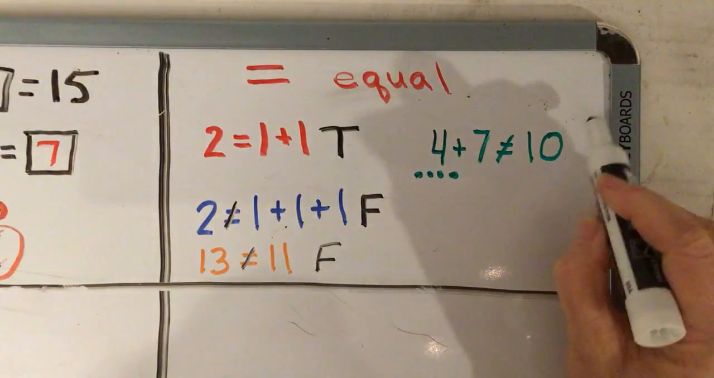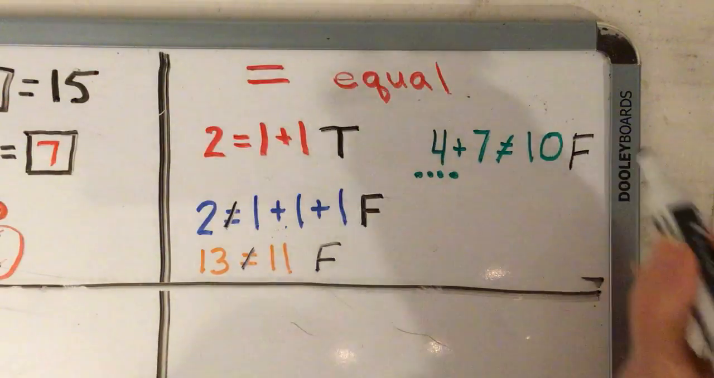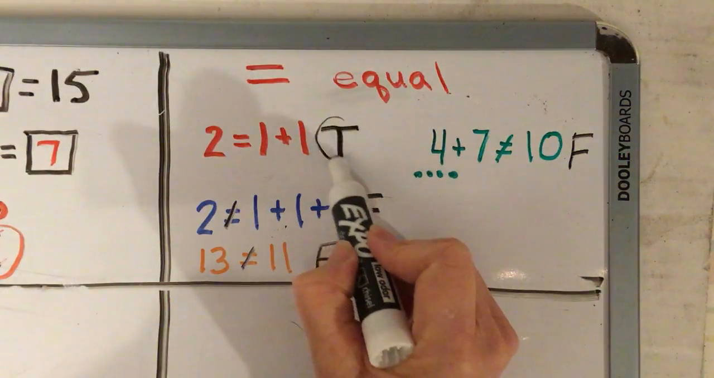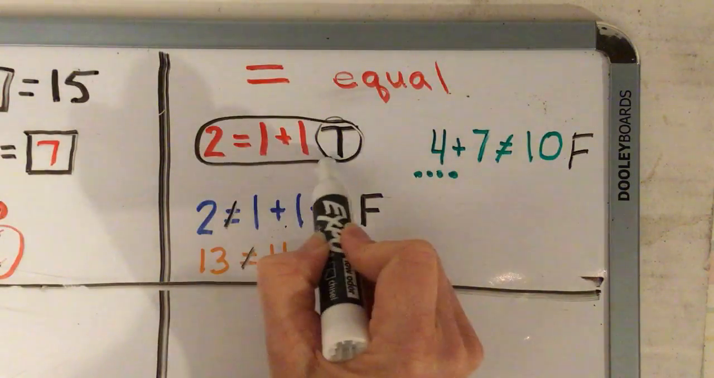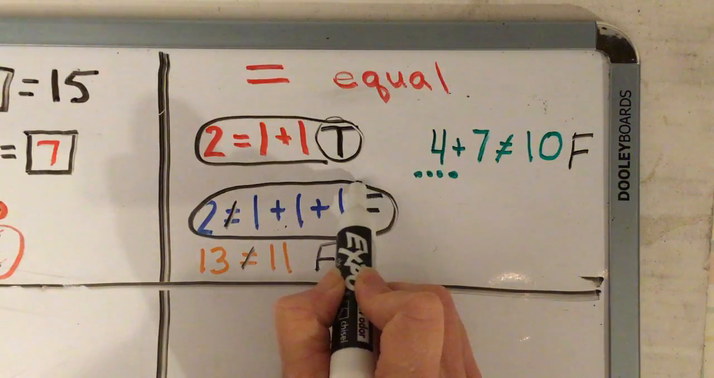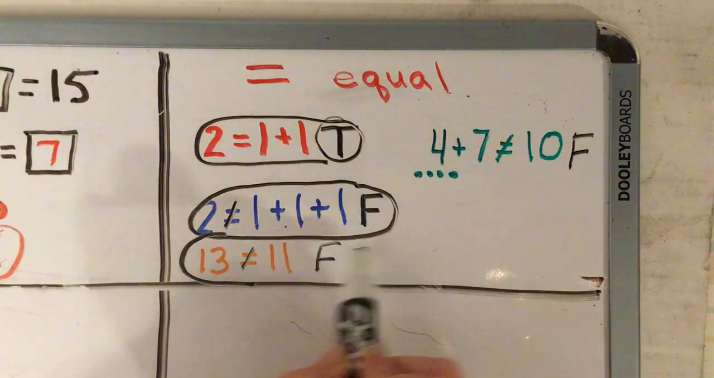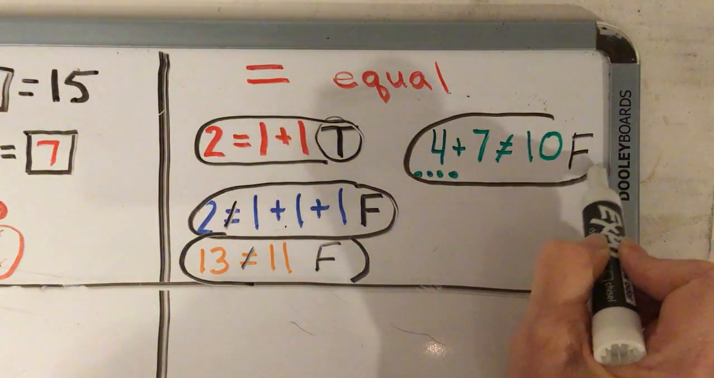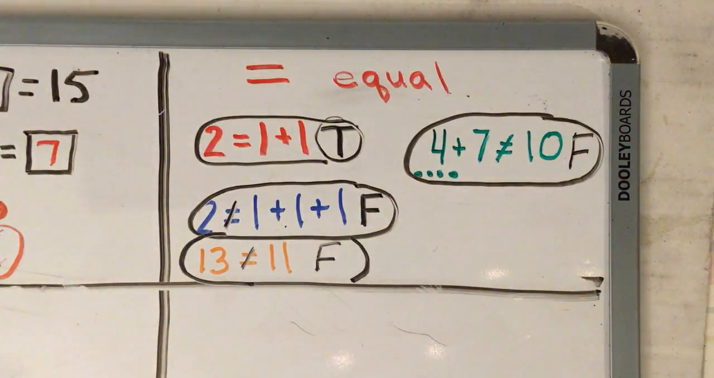So remember, the equal sign is like a balance. T means true. This equation is true. False means not true. This equation is false, and this equation is false. And this equation, 4 plus 7 equals 11. That is a false equation. I have room for one more. Let's think of another equation.